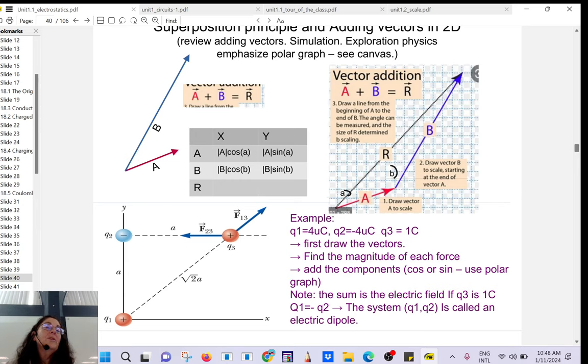So forces don't have to be along the x-axis or the y-axis. Now they can be in 2D. So now you have to remember how to add vectors from physics 1. For example, if you have a vector A and a vector B, and you want to add them algebraically, using algebra, you have to find the x component of each vector. You add them, and that will be the x component of the sum. Then you add the y components of the vectors, and that will be the y component of the sum. And then you use the Pythagorean theorem. So I will do an example.